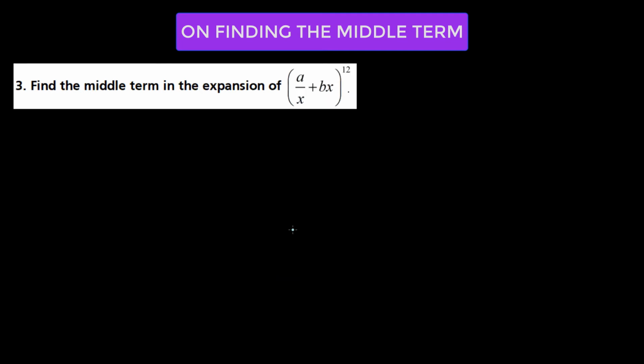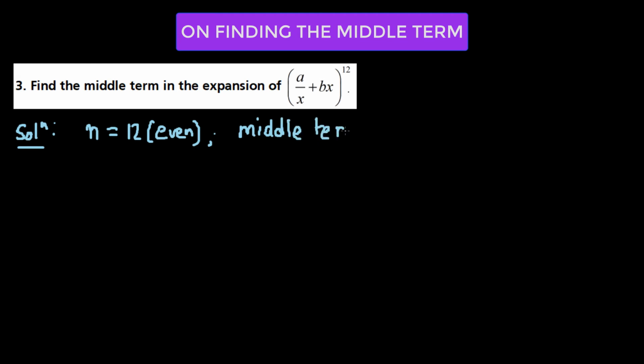So here in this question, we are given a binomial expression, a plus x plus bx whole raised to the power of 12. So we have to find out the middle term. So we start by first finding the middle term. So we see that n is equal to 12, which is an even number. So we apply the formula to find out the middle term, which is n over 2 plus 1. That will be the middle term.